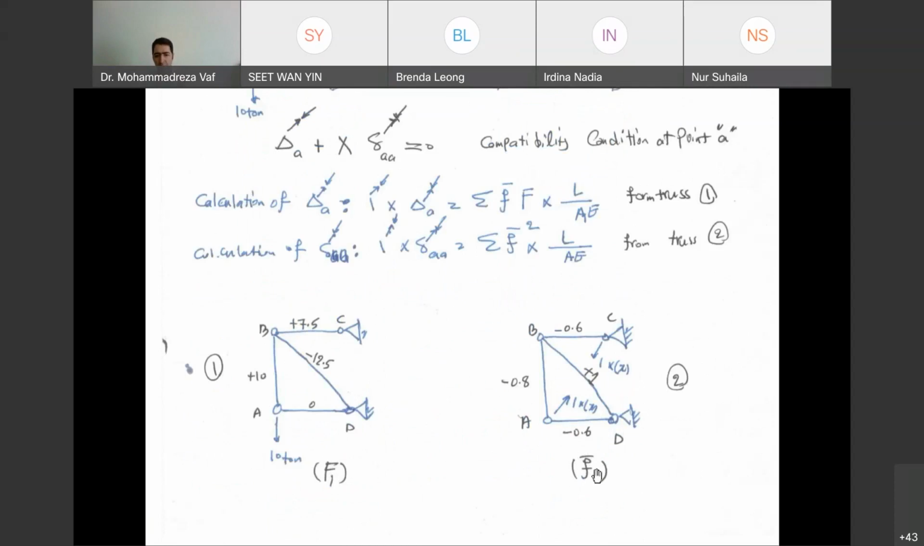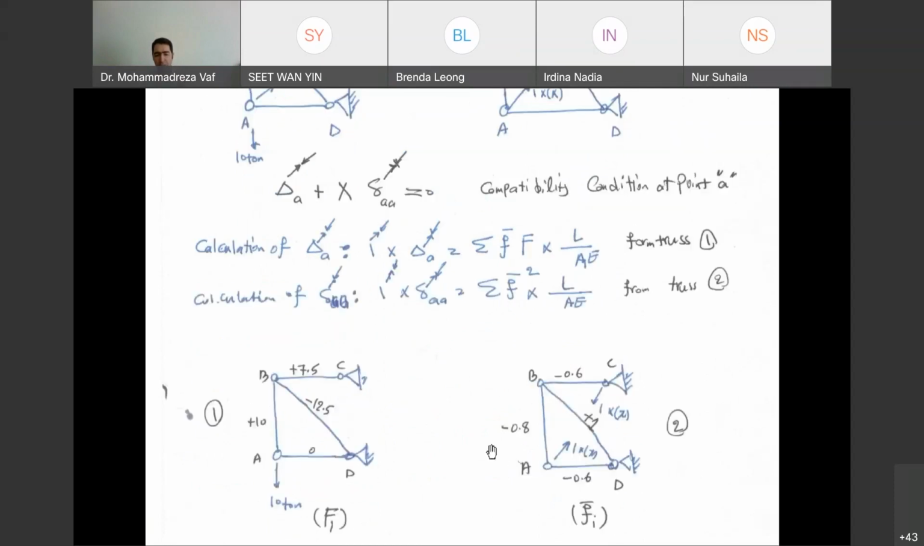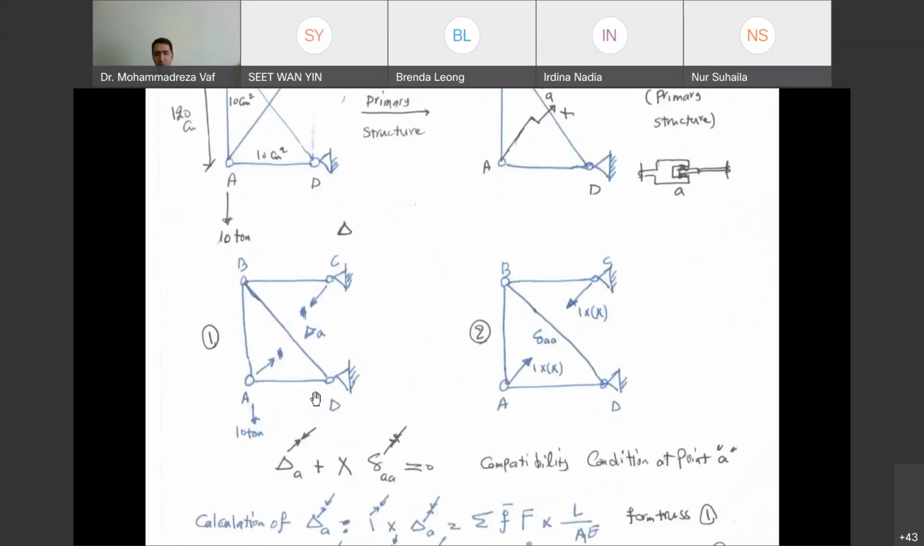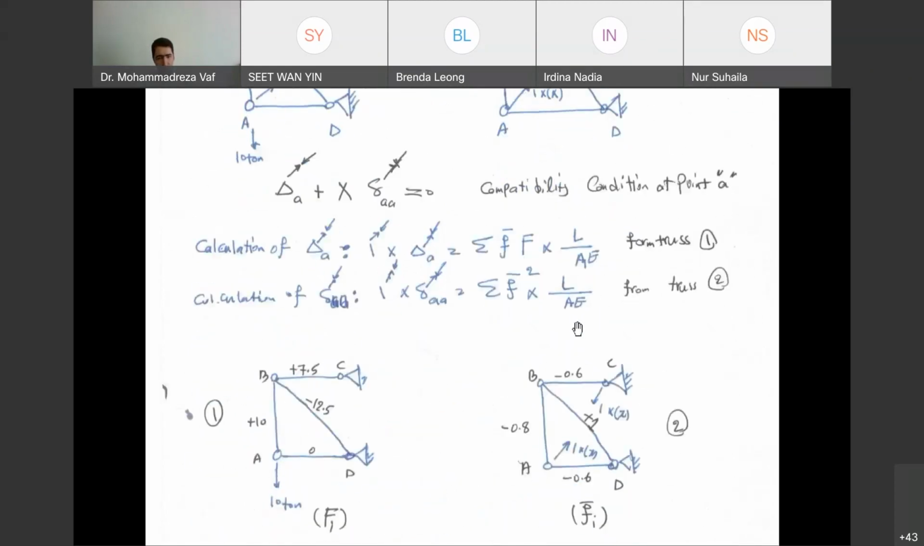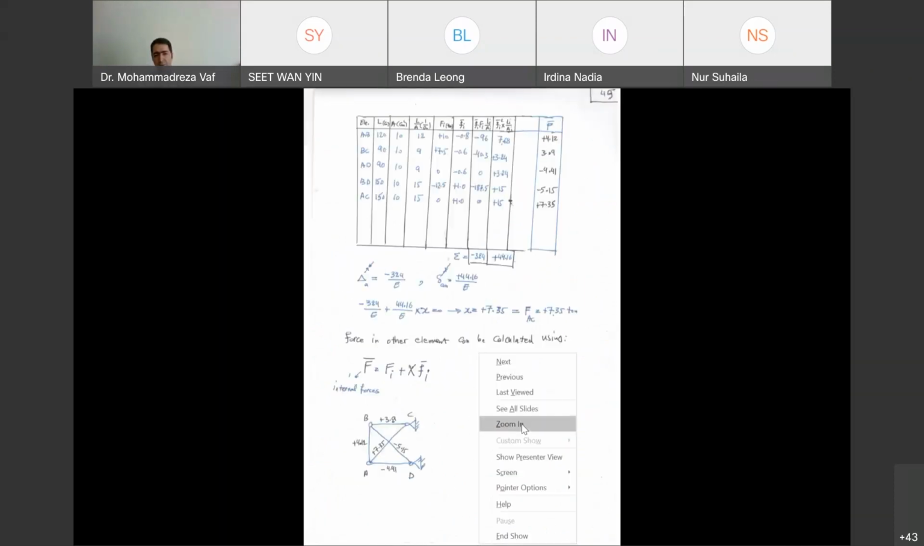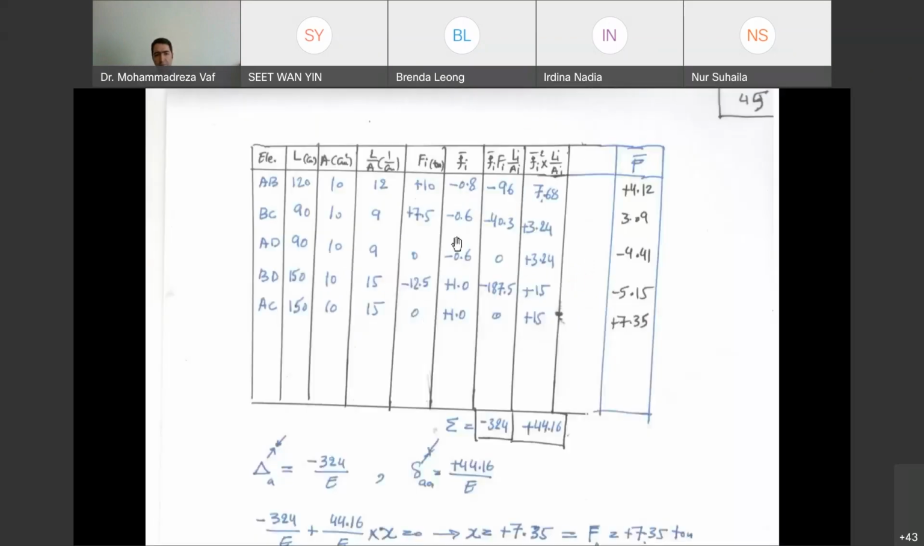Now that we have F and F bar, again, similar to the previous case, in order to calculate delta A and delta AA, we can make a table and put this F and F bar inside the table together with L and A. If E is similar for all structural elements, which is the case here, you can actually omit E in your calculation. At the end, you can add it. This way, the values are not going to be too big or too small in the table.